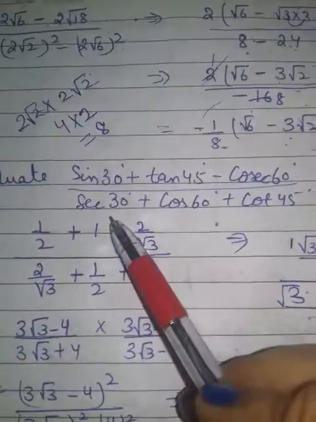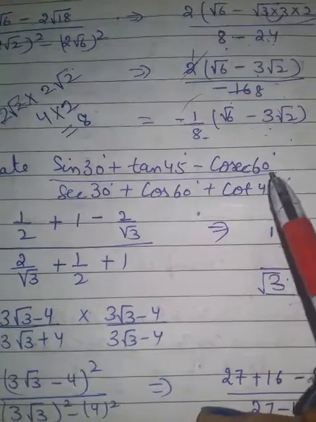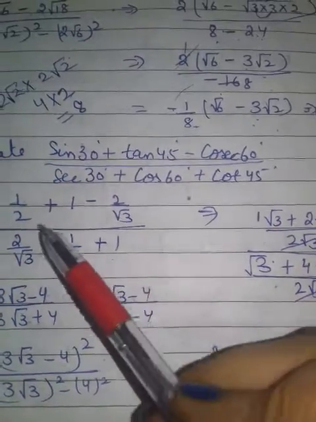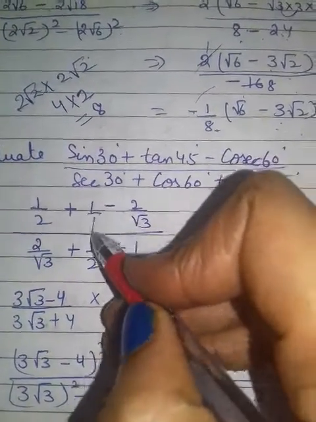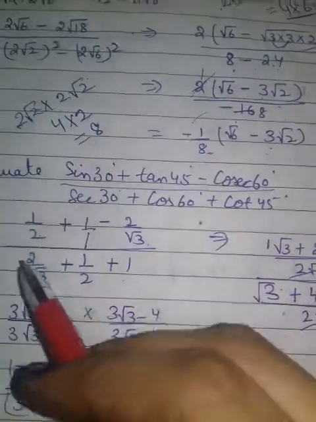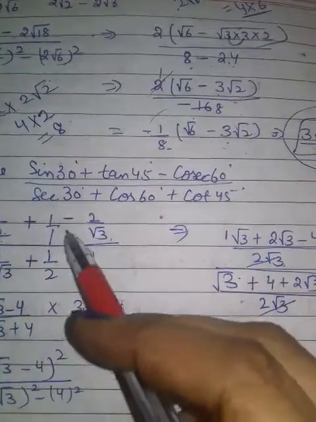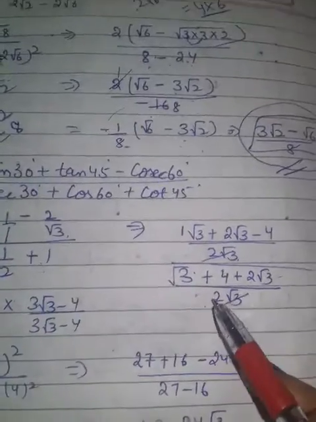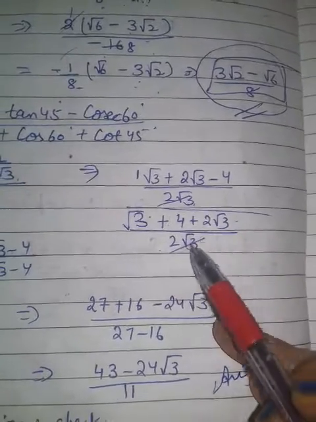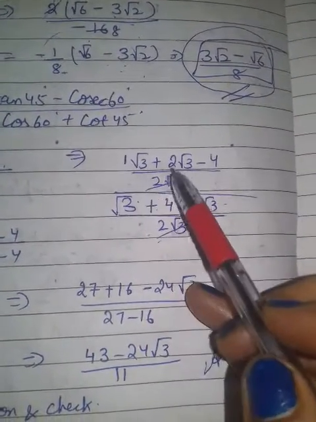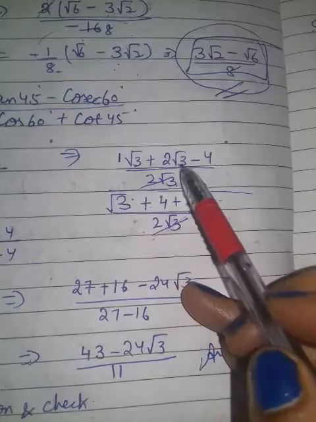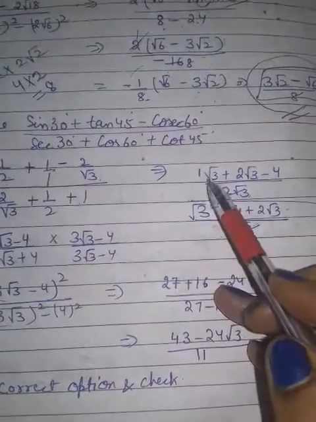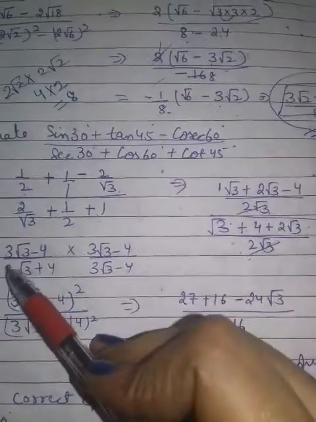Next is evaluate sin 30, tan 45. These are given. Firstly, put the values. I have taken the LCM by keeping 1 here. 2 root 3: 2 is here, root 3 is not here. Then for the others I have taken here. After that, take the denominator here also. The denominator will be cancelled. Then you will see 1 and 2 will be added because both have the same square root term.